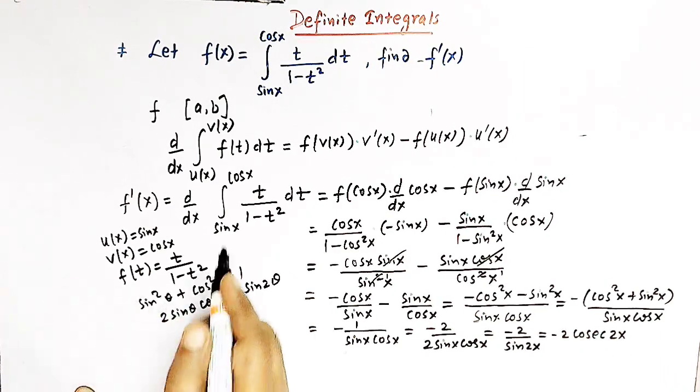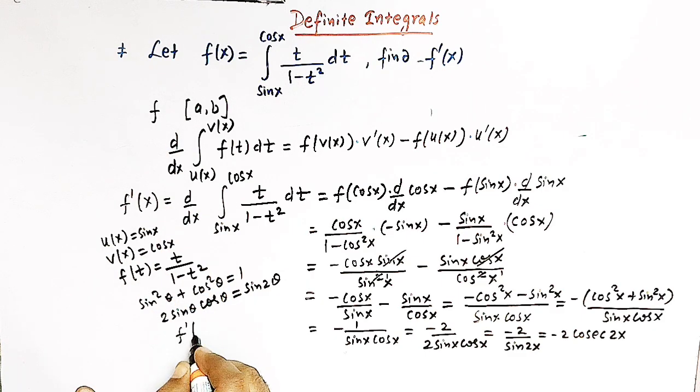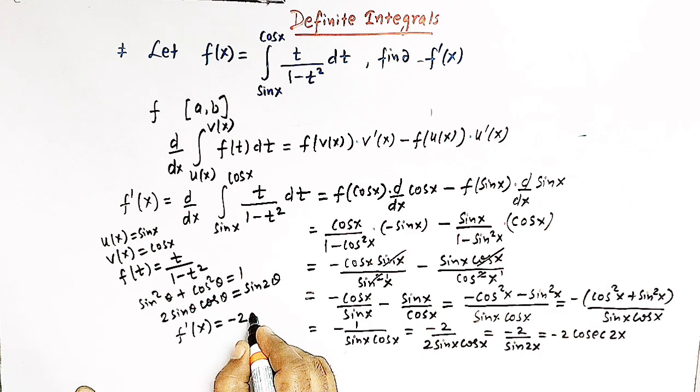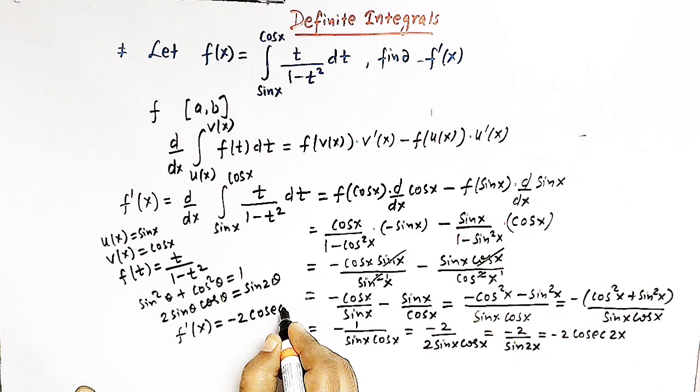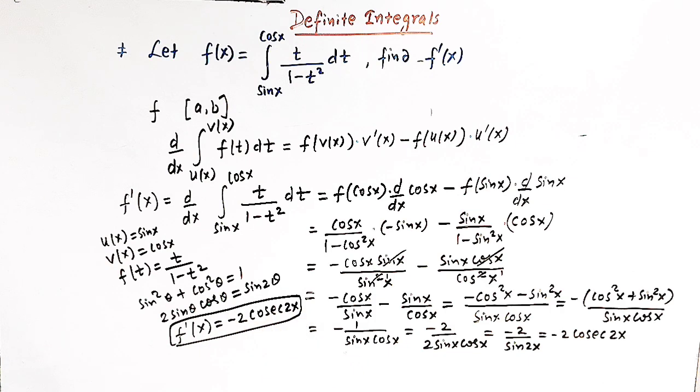So the required derivative of the function f of x is given by f prime of x is equal to minus 2 cosec 2x. So this is our required derivative.